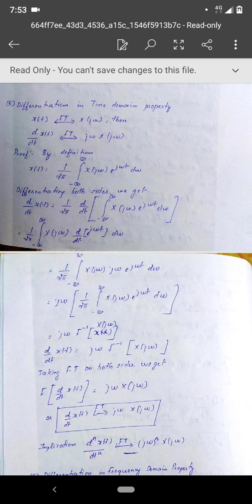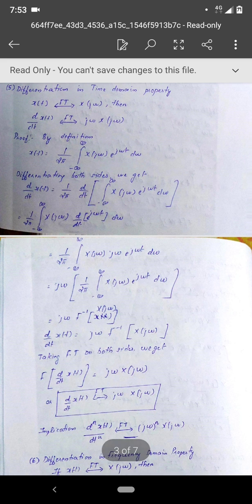Now if we find the Fourier transform on both sides, so Fourier transform of d by dt of x of t is nothing but, when you find the Fourier transform of the RHS, that Fourier inverse gets cancelled.